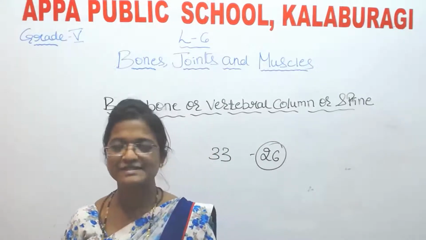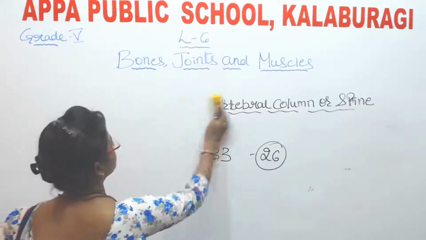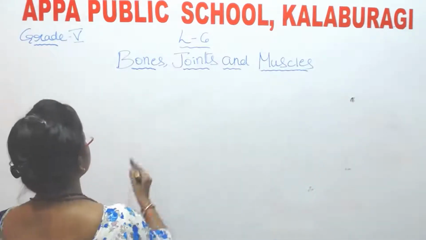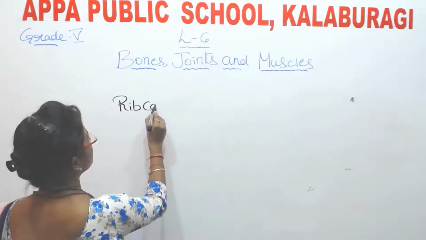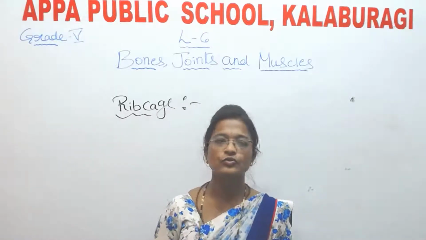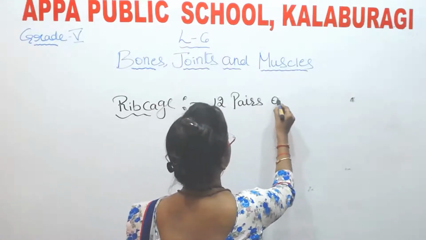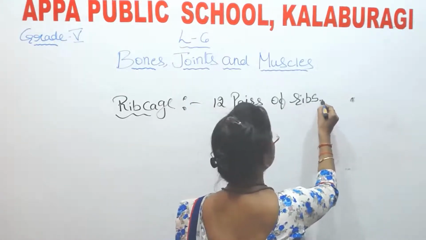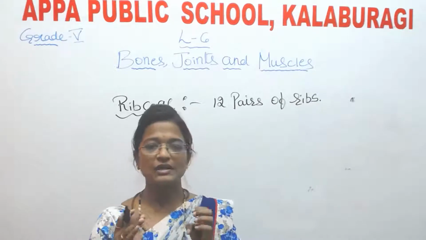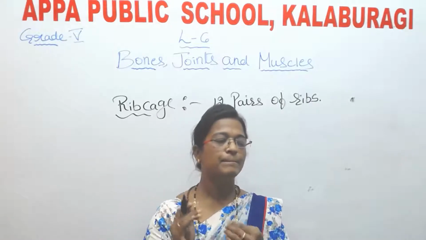Now the next one is the rib cage. As we all know, there are 12 pairs of ribs. How many pairs of ribs? There are 12 pairs of ribs which connect from the front part, the chest bone, to the back side, that is the backbone.